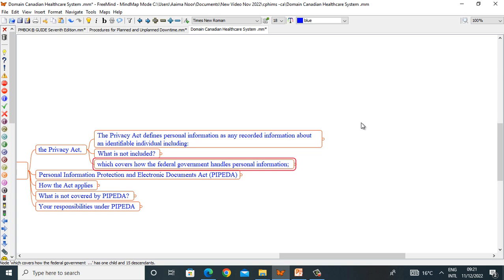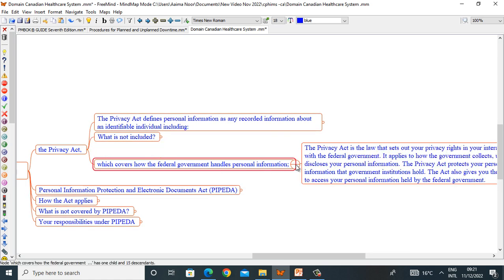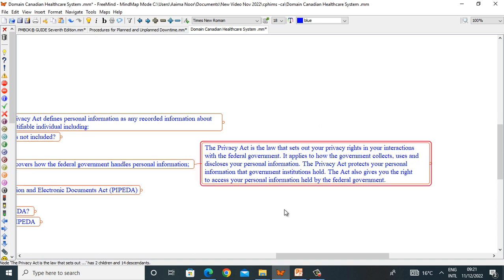Now see which covers how the federal government handles personal information. It means the Privacy Act, which covers how the federal government handles personal information. The Privacy Act is the law that sets out your privacy rights in your interaction with the federal government. It applies to how the federal government collects, uses and discloses your personal information. The Privacy Act protects your personal information that government institutions hold. The Act also gives you the right to access your personal information held by the federal government.